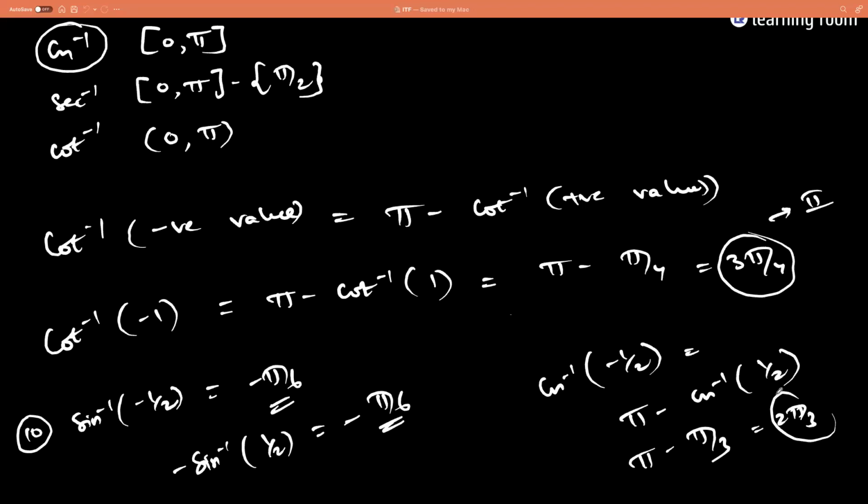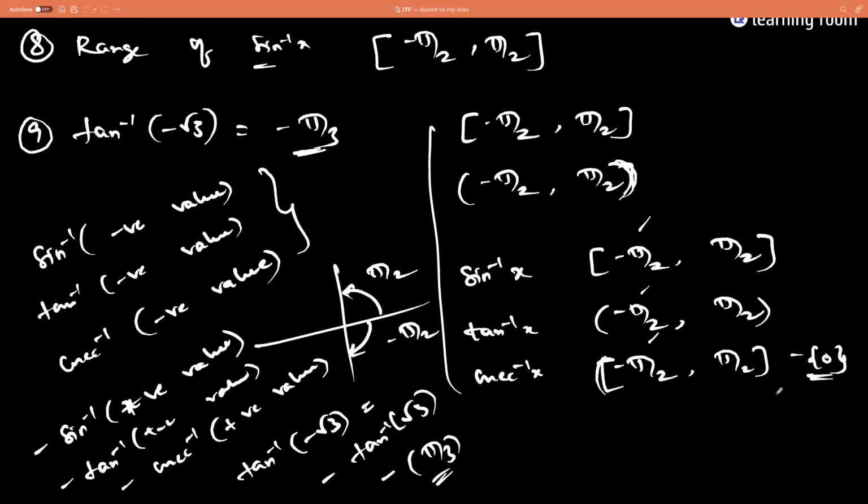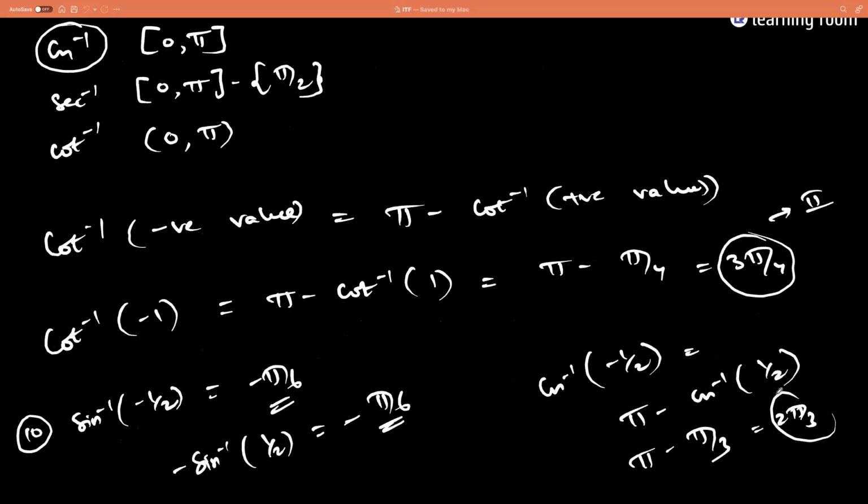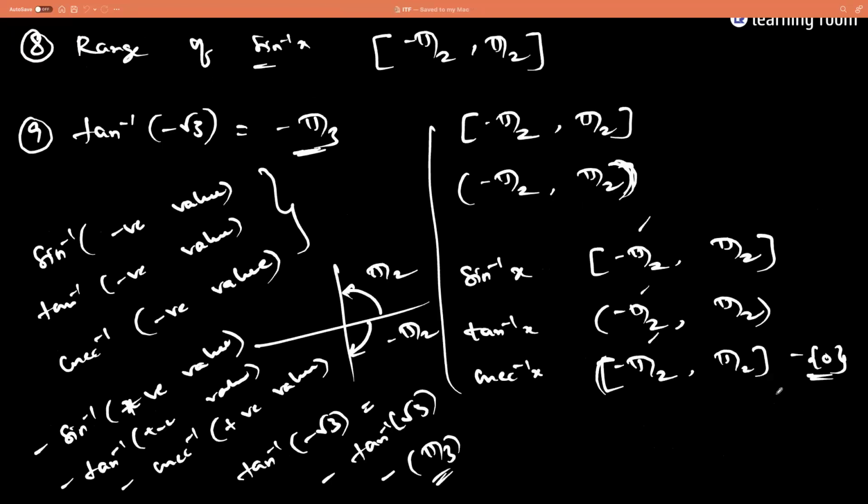Is that clear? So please take a screenshot of this page and the previous page. Please take a screenshot, have it with you. Prepare short notes out of it. Is it done? Did you take the screenshot? Can you show the previous page? Yeah. Make it fast.